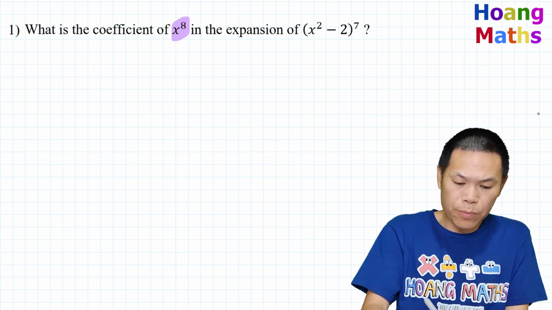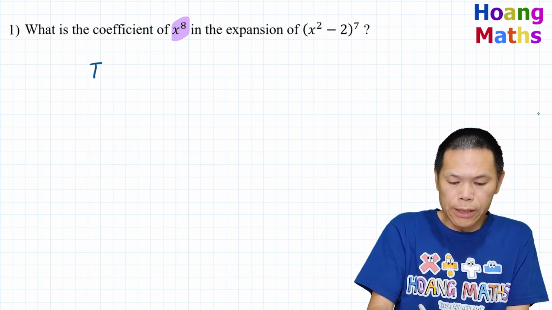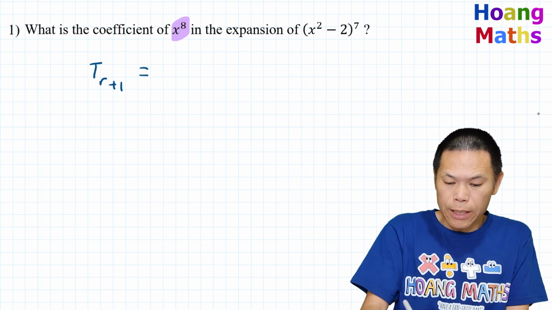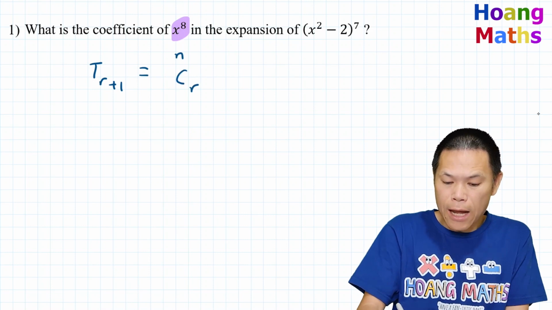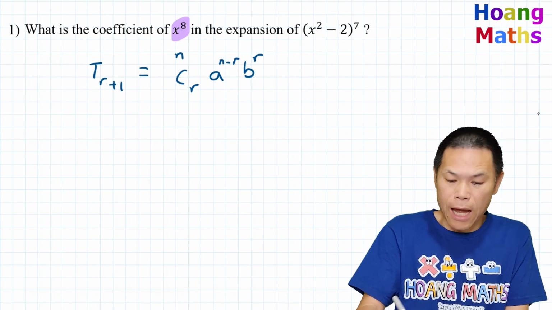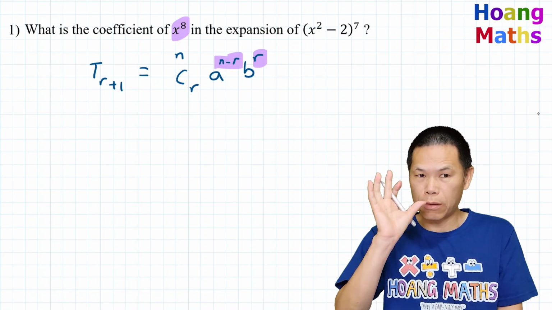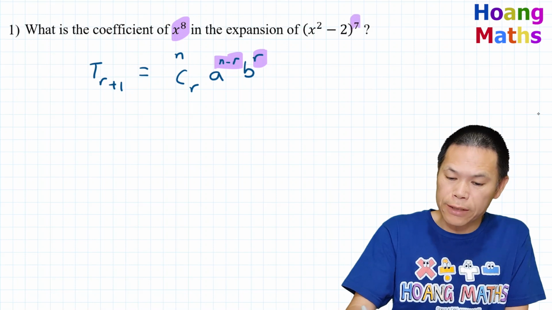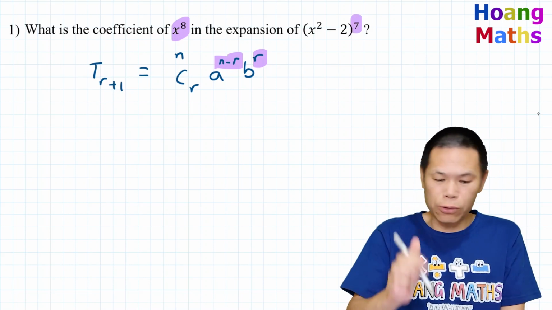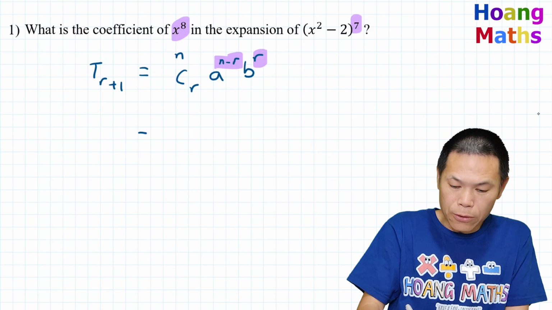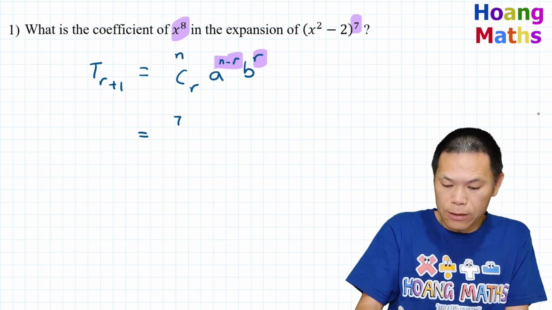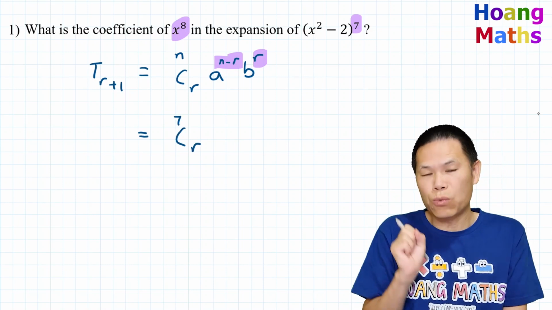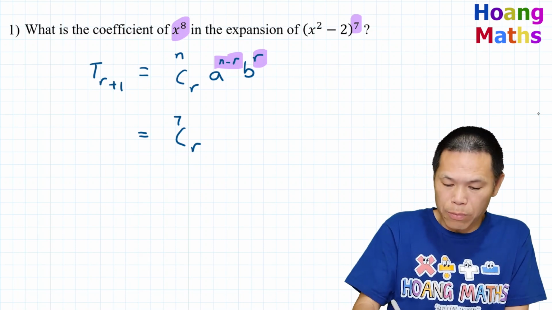So we know the general term is T(r+1) = nCr a^(n-r) b^r. And don't forget, these powers add up to give me n because it's power of n. Okay, remember that. But in this case, it's power of 7. So this means n is equal to 7. So 7Cr, because we need to work out r. Okay, so keep that in mind.